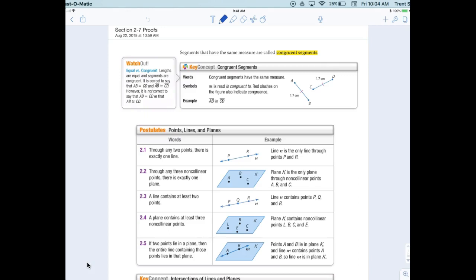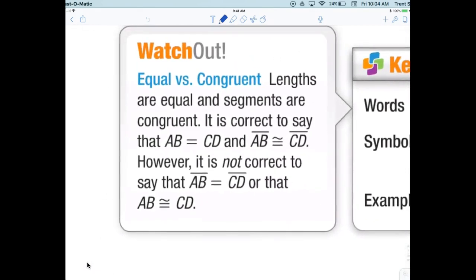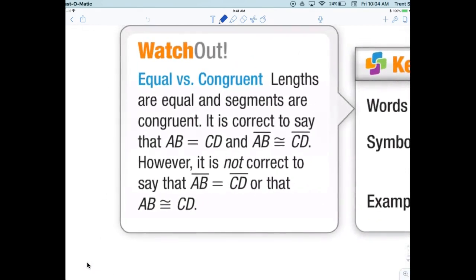Is the converse true? If they are congruent, then they have the same measure. Is that true? Yes, 100%. Now, I want to blow up something here a little bit for you, and I want you to really pay attention to this so you understand the difference.